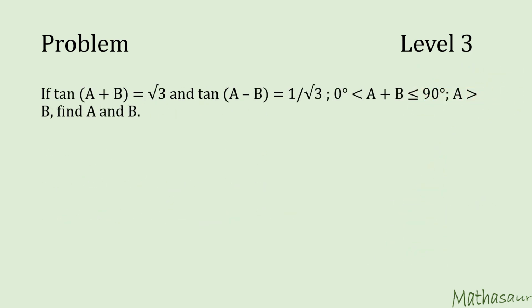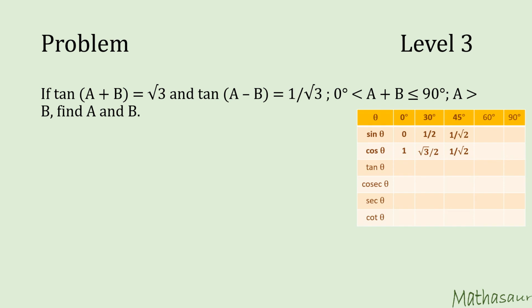Let us look at another problem. If tan of A plus B equals root 3 and tan of A minus B equals 1 by root 3, such that the value A plus B is more than 0 degrees and less than or equal to 90 degrees. Also, A is greater than B, then find A and B. Okay, let us go back to our table for trigonometric ratios and see if the values square root of 3 and 1 by square root of 3 appear anywhere. Now we know the 6 values, sin theta and cos theta for 0, 30 degrees and 45 degrees. Let us try to fill up the rest of the table based on these 6 values.